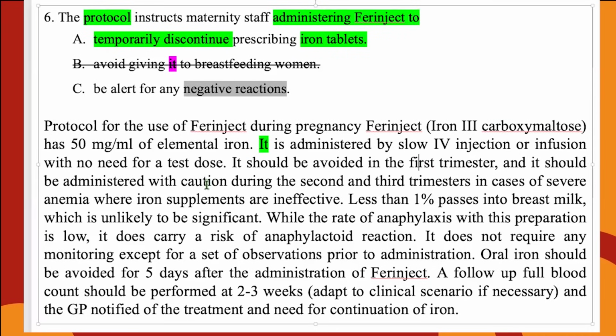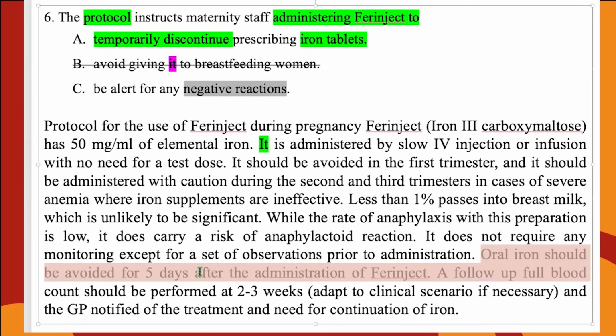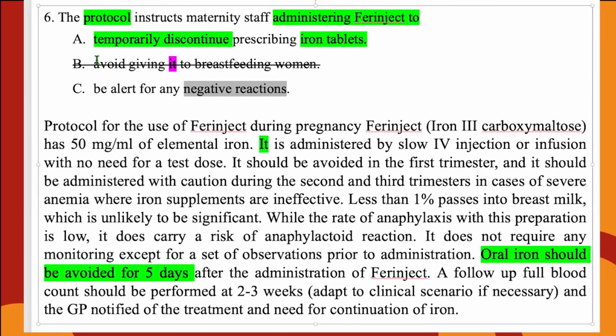trimester. And it should be administered with caution during the second and third trimesters in cases of severe anemia where iron supplements are ineffective. It does not require any monitoring. Oral iron should be avoided for 5 days. So after temporary discontinuation, the first 5 days. Temporarily is synonymous with temporary. Option A, prescribing iron tablets, means oral iron tablets. So the option is the first one, right? Yes, Option A is the right answer.